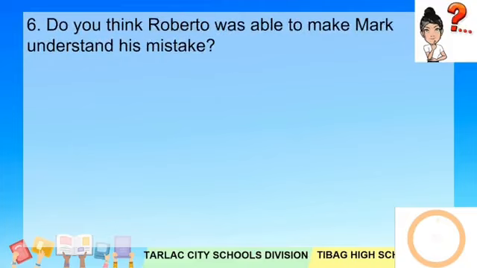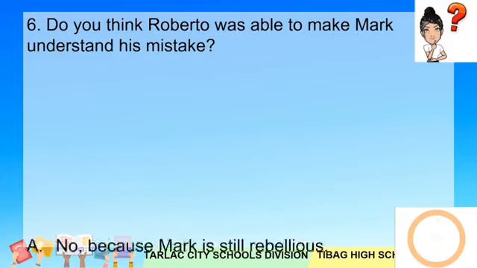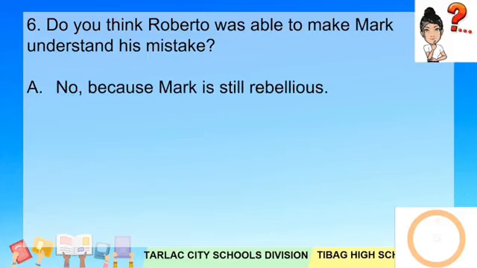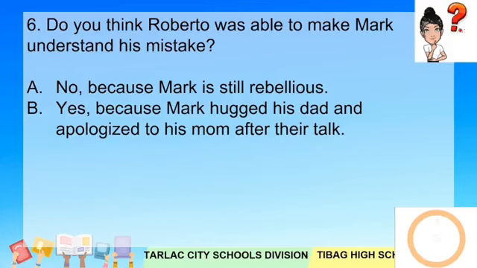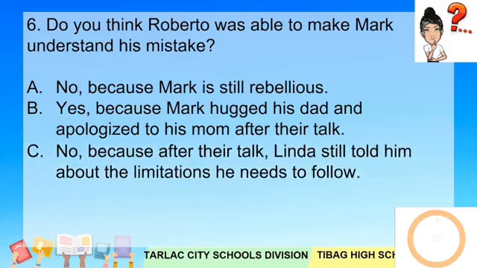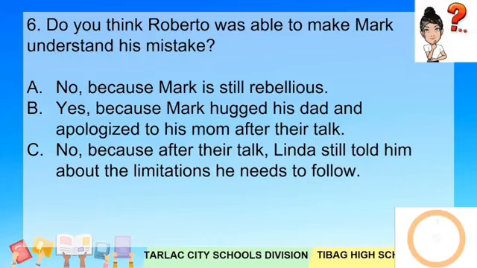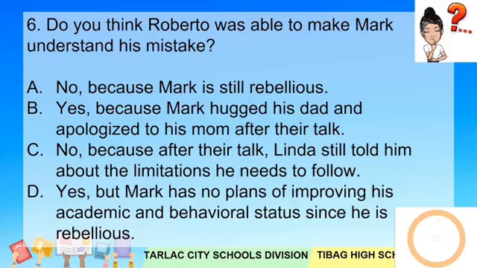Do you think Roberto was able to make Mark understand his mistake? A. No, because Mark is still rebellious. B. Yes, because Mark hugged his dad and apologized to his mom after their talk. C. No, because after their talk, Linda still told him about the limitations he needs to follow. Or D. Yes, but Mark has no plans of improving his academic and behavioral status since he is rebellious.